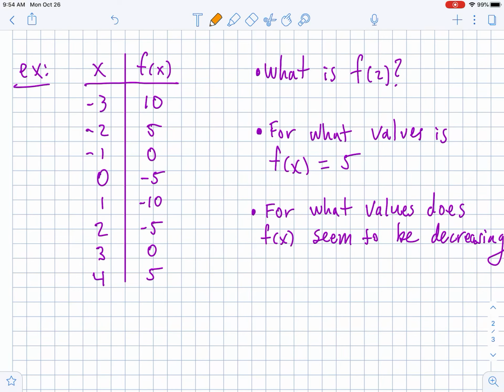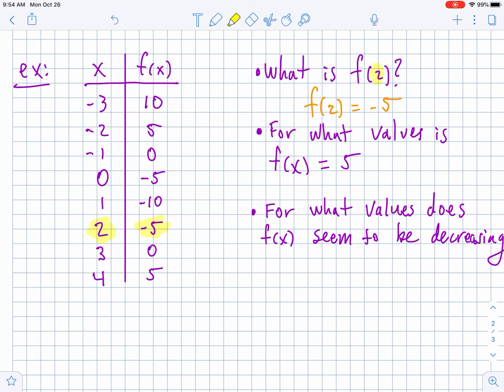Next up, we got a table. So now we're not looking at a graph, we're just looking at an input-output table. What is f of 2? This means putting a 2 into the function and seeing what comes out of the function. So right here, when x is equal to 2, you get out a -5, which means f of 2 is equal to -5.